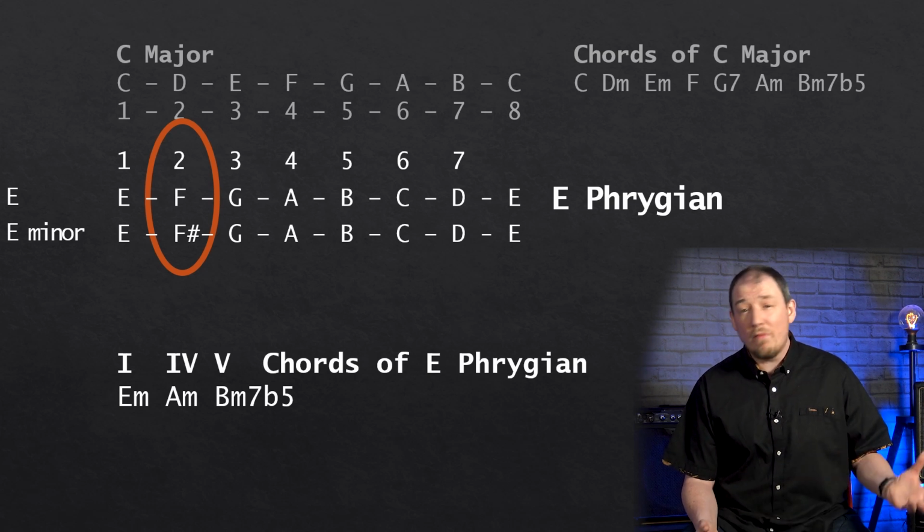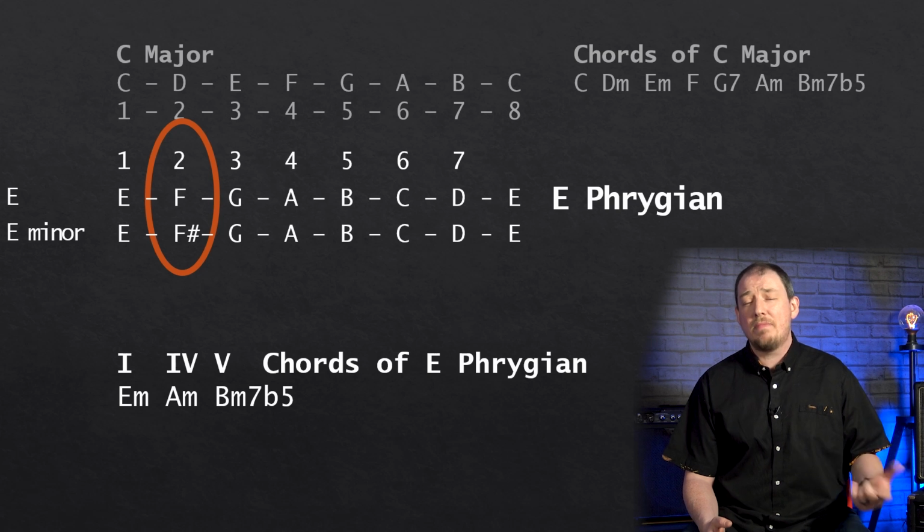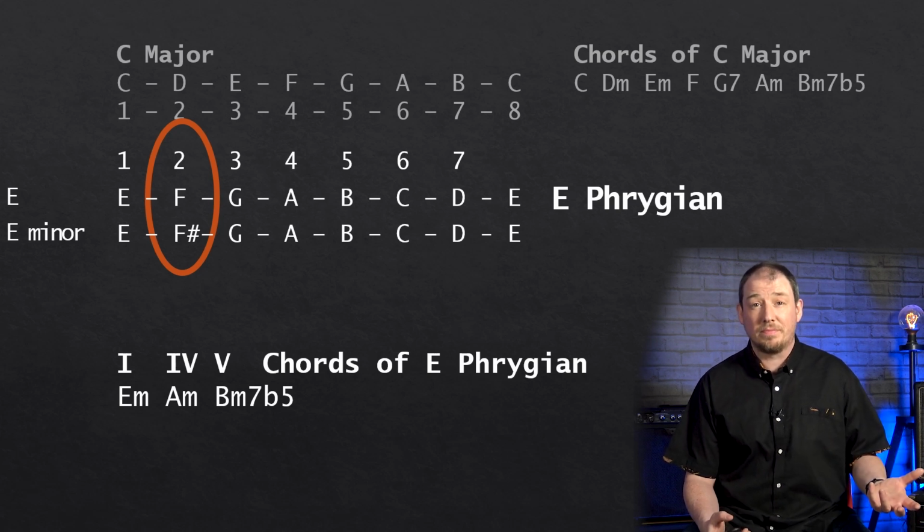If we were to play a 1-4-5 chord progression for this mode, we'd be playing the chords of E minor, A minor and B minor 7 flat 5.